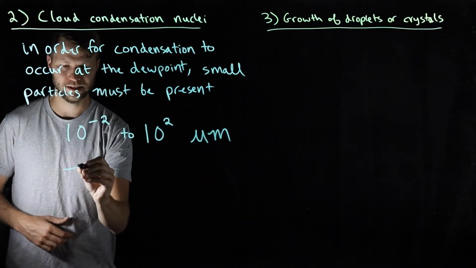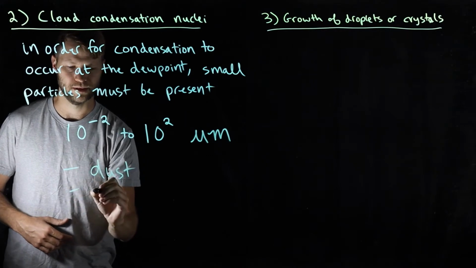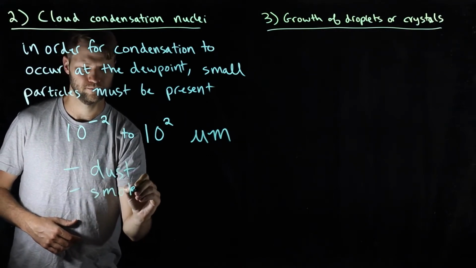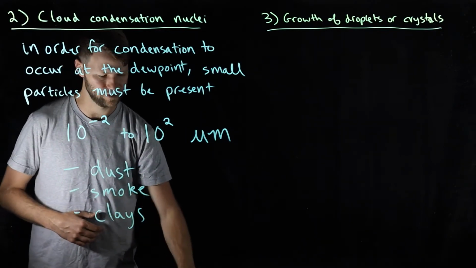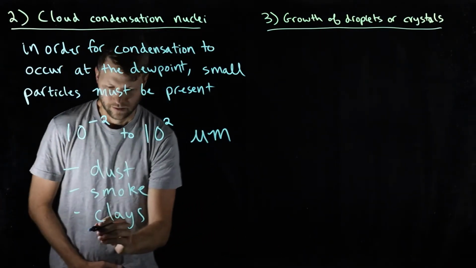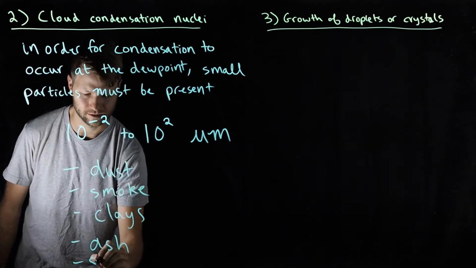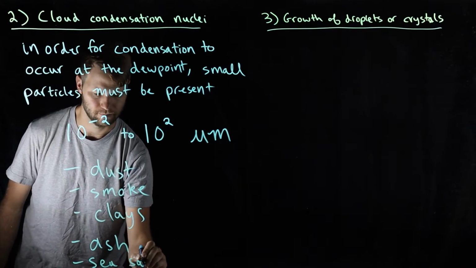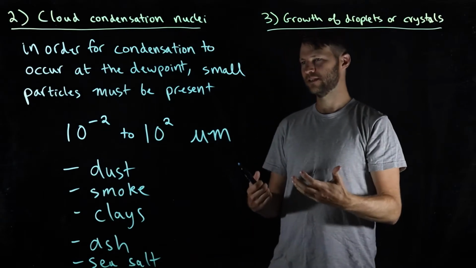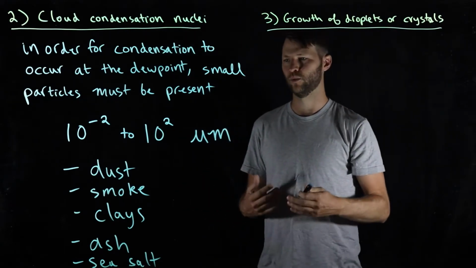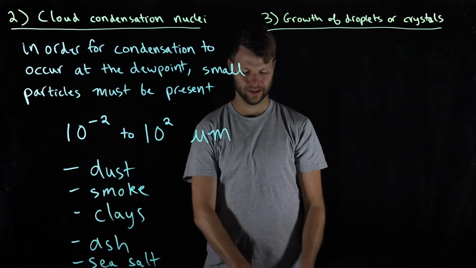And these things can be anything like dust particles, they might be smoke, they can be clays that are suspended in the atmosphere, things like ash, and even sea salt. It's not possible for water to form droplets without these. You would have to go well over saturation to something like 200 to 300% relative humidity.